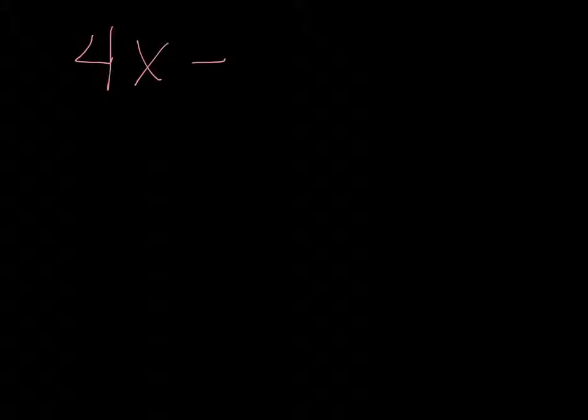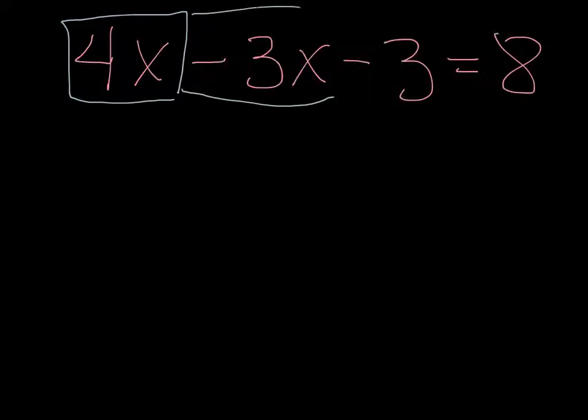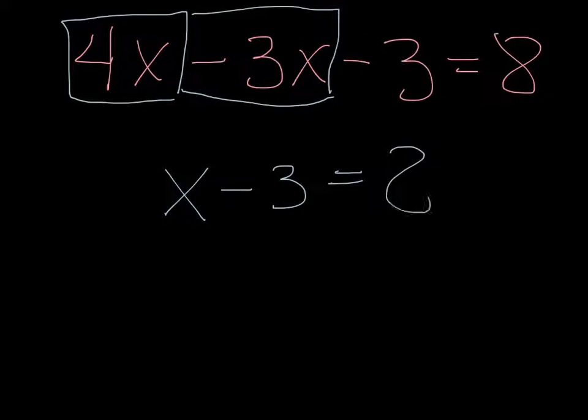4x minus 3x minus 3 equals 8. Okay, so before we move anything from one side of the equal sign or the other, we want to combine like terms, just like we did on Wednesday. We want to say 4 xylophones minus 3 xylophones equals 1 xylophone, or just a xylophone by itself. Minus 3 equals 8.